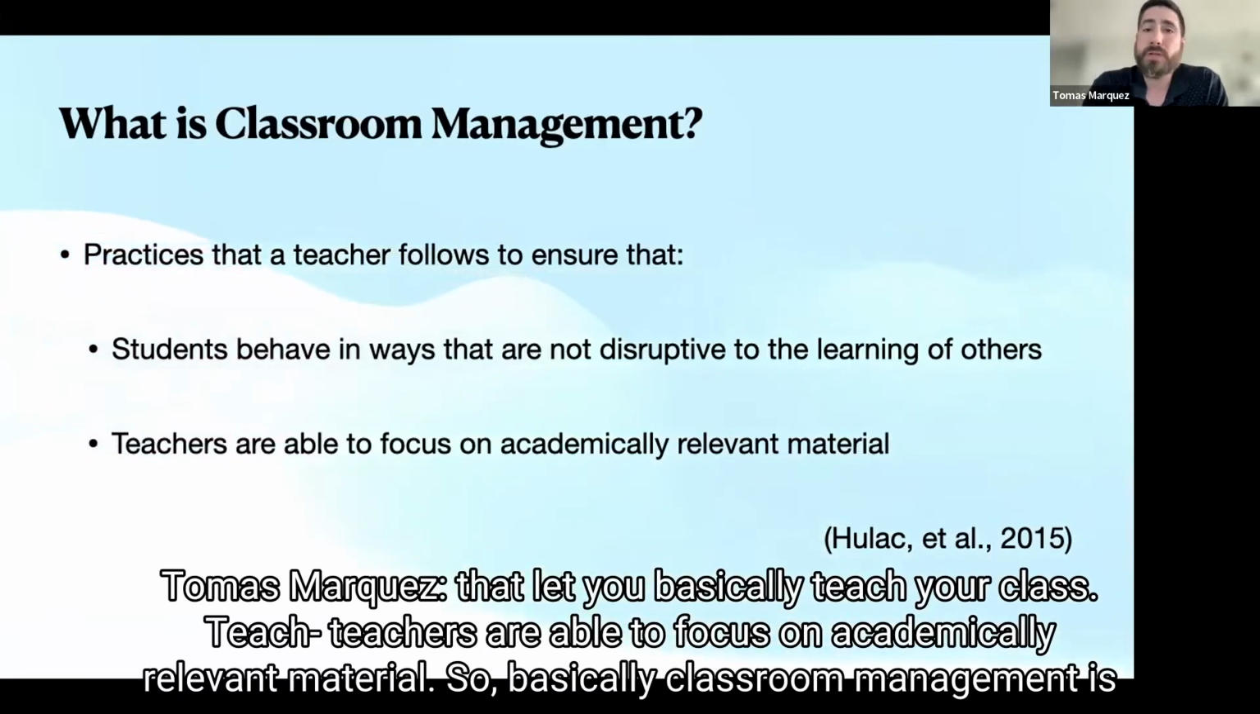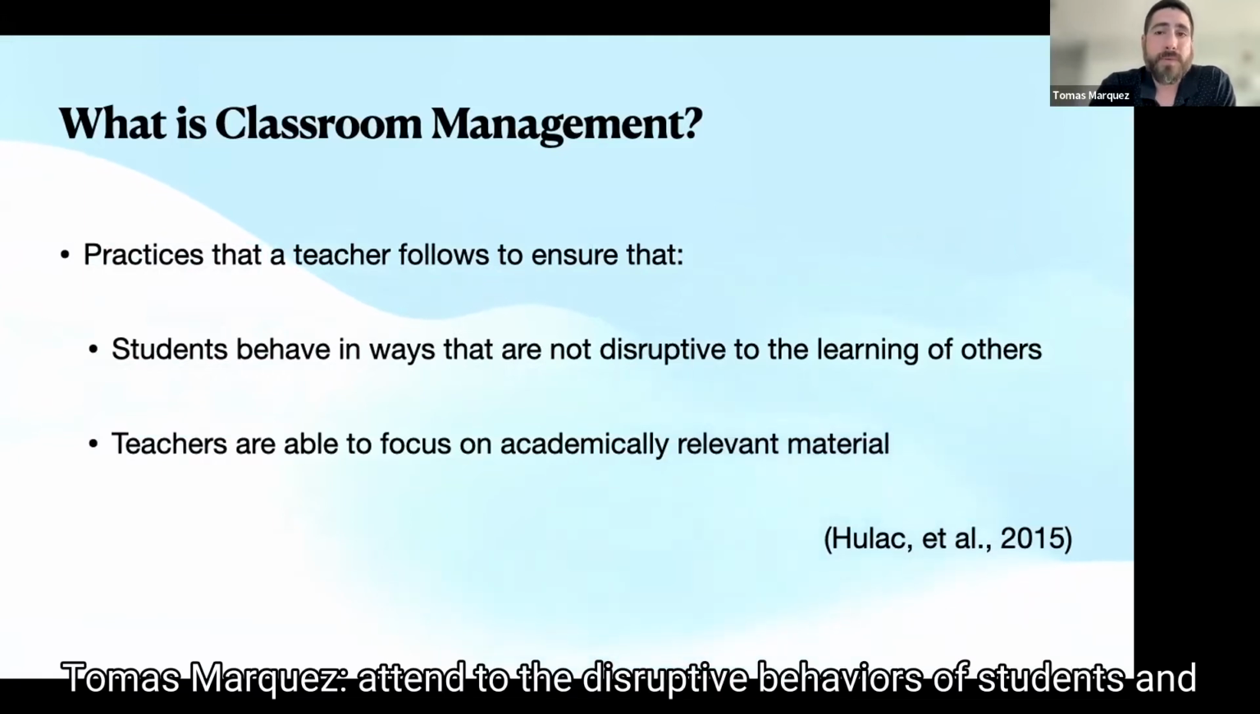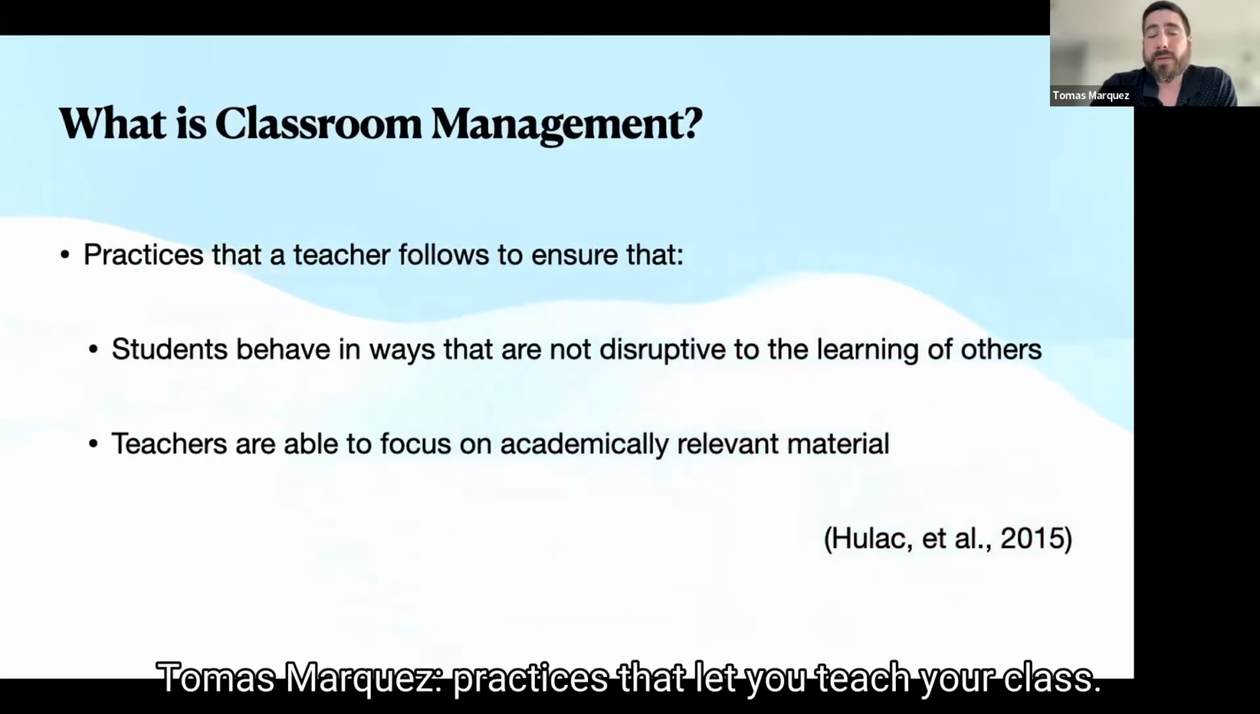So basically, classroom management is attending to the disruptive behaviors of students and practices that let you teach your class.